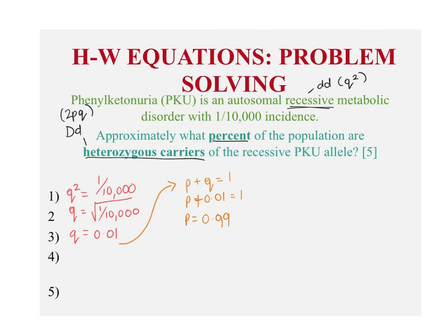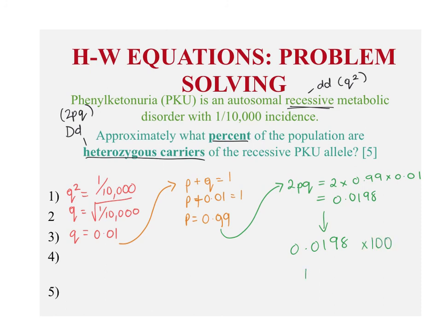The final step is to get those heterozygous carriers, and we recognised at the very beginning that that's our 2PQ. Now we've got Q values, we've got P values, so all we've got to do is bung them into an equation. So 2 times 0.99 times 0.01 gives us 0.0198. And remember, it's asking for what percent of the population. So 0.0198 times 100 gives us 1.98%. Okay, so remember, you're just going to move the decimal point 2 places. And there we go. All done.